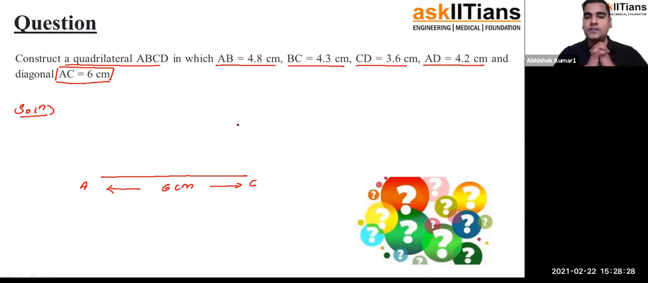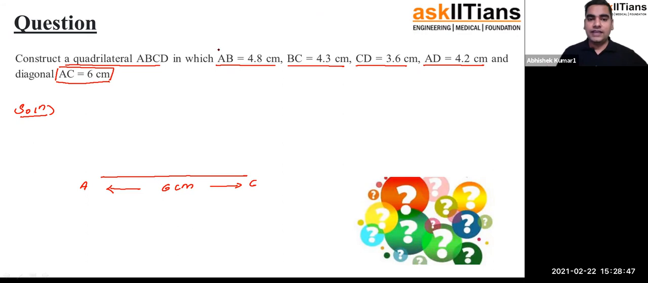One of the triangles is going to be ABC. When you try to construct triangle ABC, you need the length of AB and BC. After that, we will be forming ADC. For that, you need AD and CD. So let us first try to form ABC.